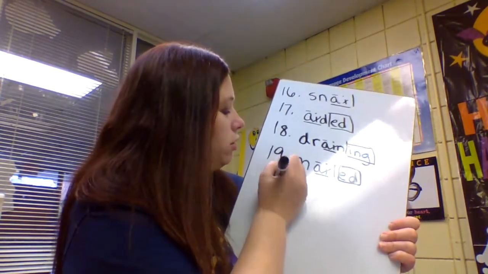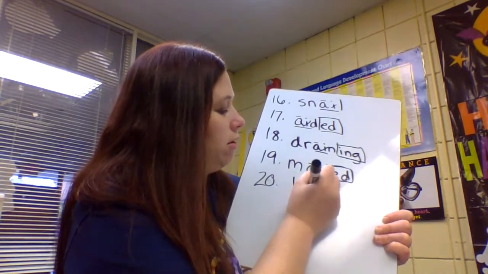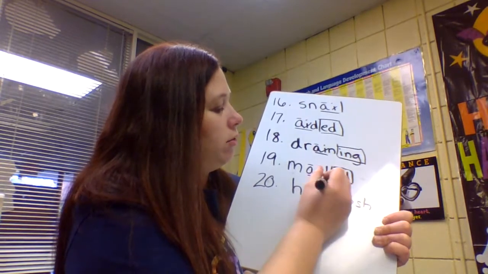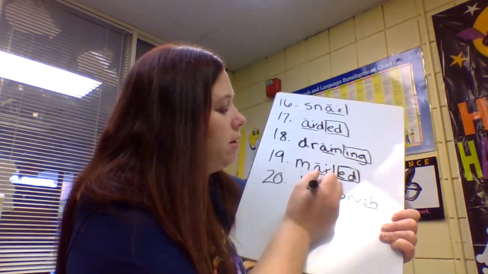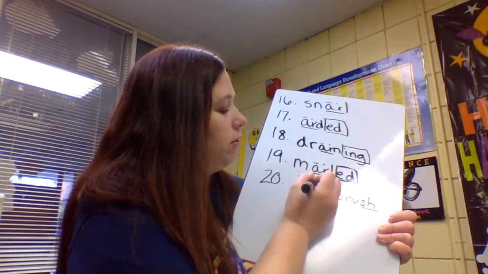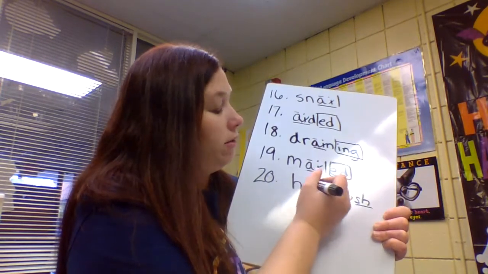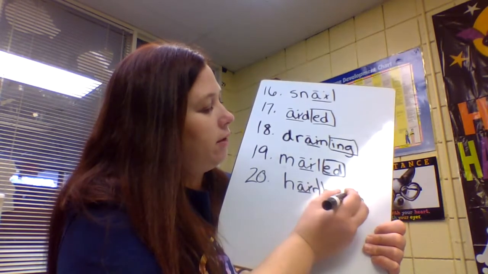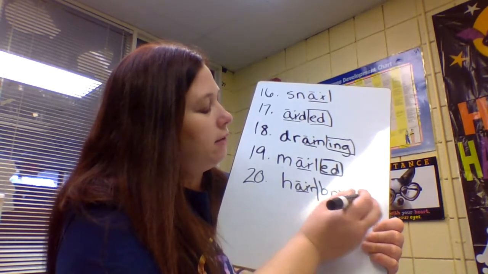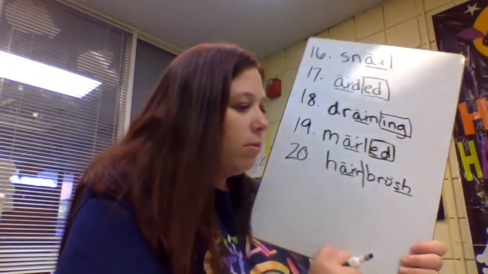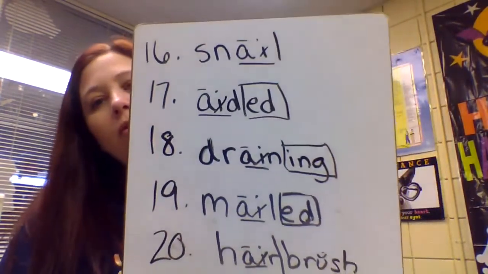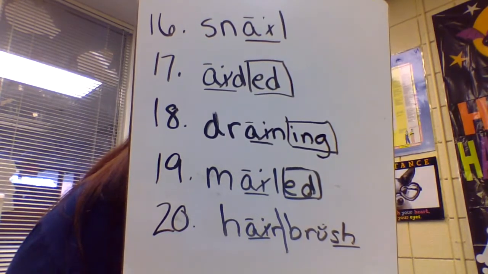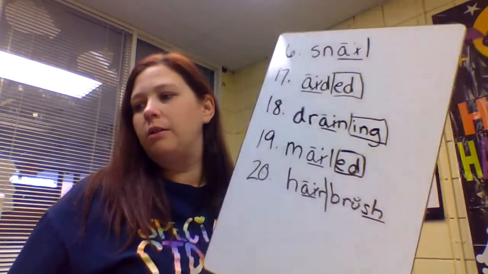Number 20, hairbrush. This is a compound word. Hair, brush. So we're going to draw our line down. Here we have our AI digraph. We're going to put a macron on the A, cross off the I. And then we have vowel consonant, and it gets a breve. All right. Go ahead and make sure you have all of these. Draw a line from the word that matches the picture over there. Okay.